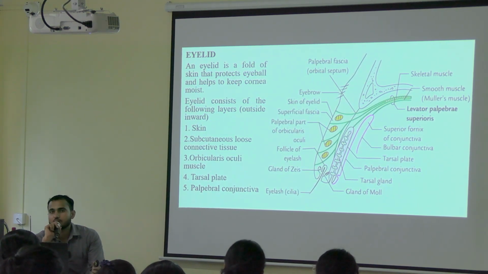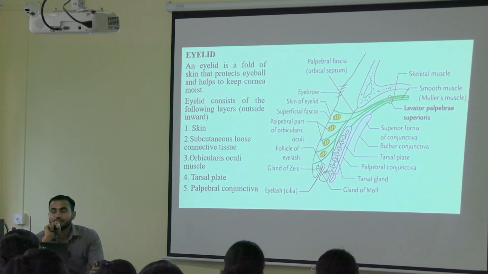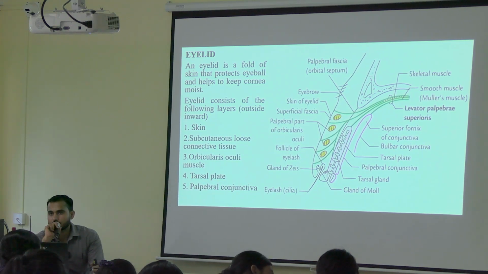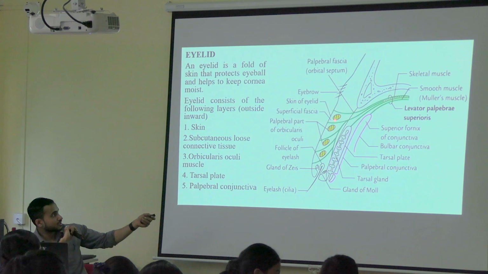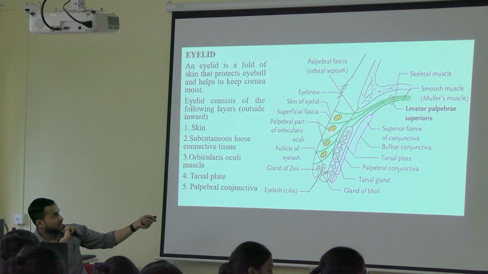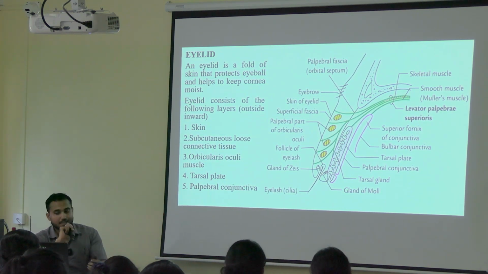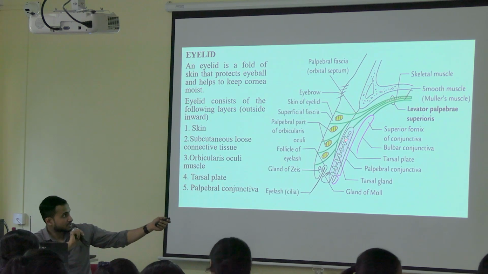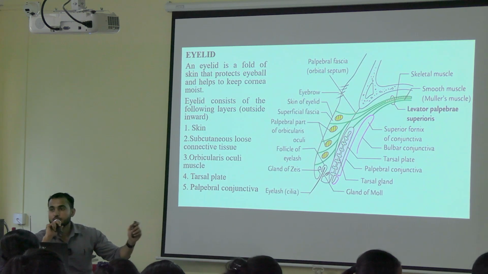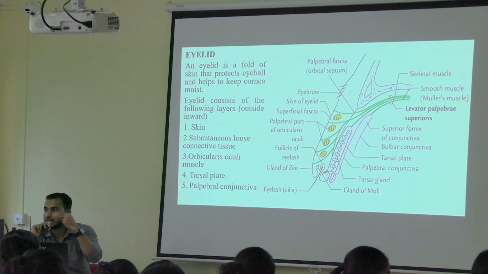Okay, in the face region, we have discussed the muscles. Here you can see the orbicularis oculi muscle. These are the cut sections of the orbicularis oculi muscle. Then a very important structure, that is the tarsal plate. This is the tarsal plate, which is forming the main skeleton of the eyelid.